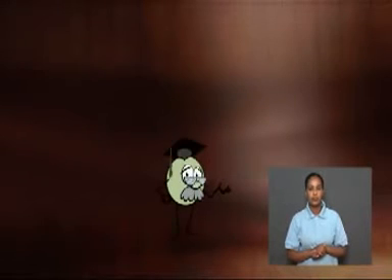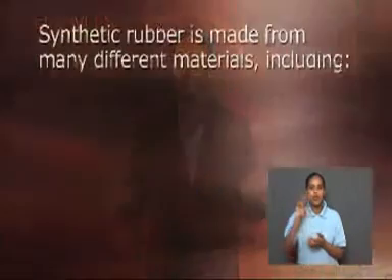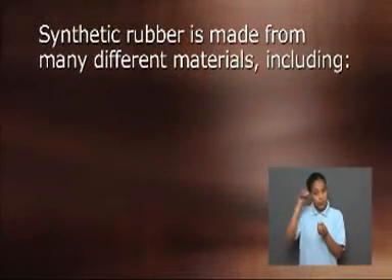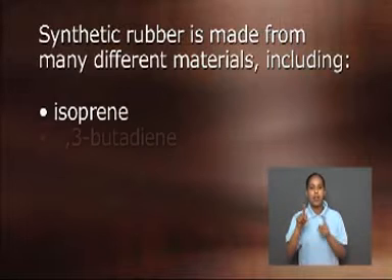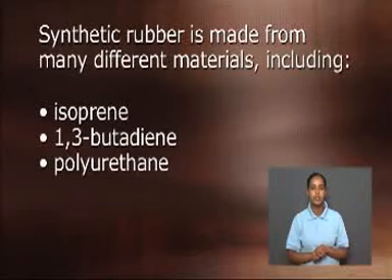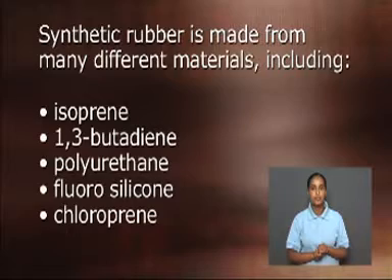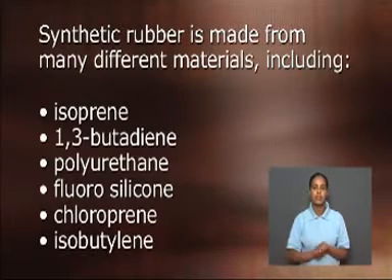Time's up! Let's get back to our lesson. Welcome back, students. How many were you able to list? The monomers we have learned so far are isoprene, 1,3-butadiene, polyurethane, fluorosilicone, chloroprene, and isobutylene. I'm sure that you were able to remember these monomers. Good work.